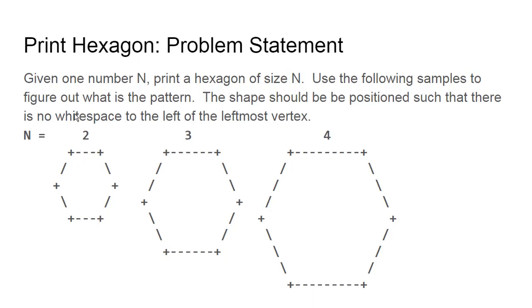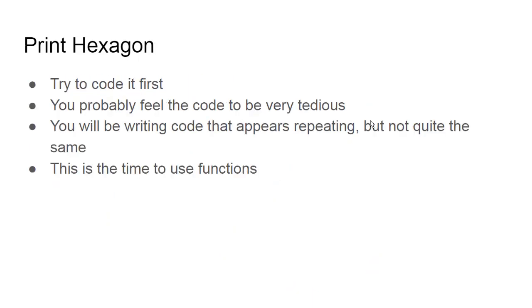And we want the shape to be positioned so that there's no white space to the left of the leftmost vertex. Essentially, there shouldn't be white space to the left of this one. So there needs to be white space here. So this is what we want you to print. And I strongly encourage you to try to code this first before you continue with the video.